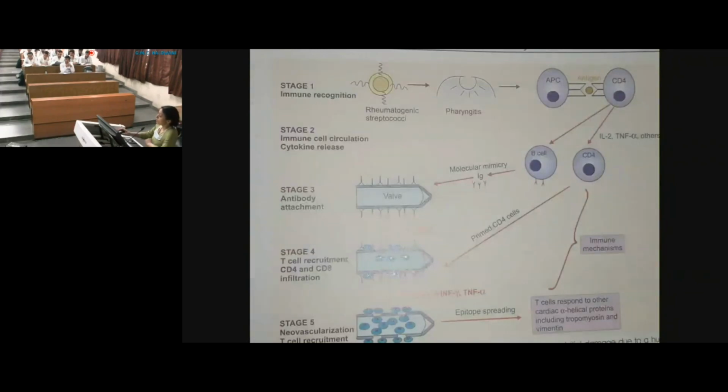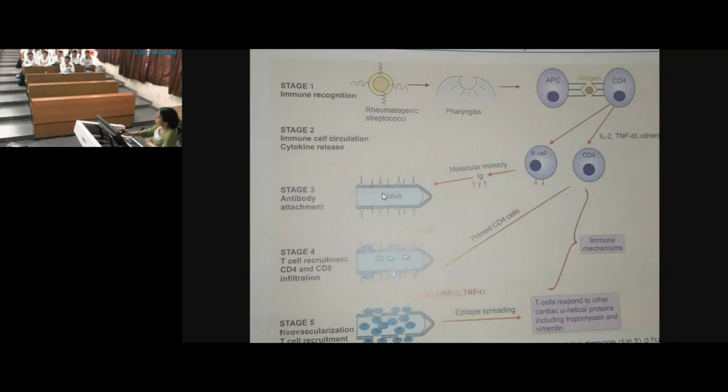So this is the streptococcus. It has M proteins on the surface. It causes pharyngitis, and it stimulates the CD4 cells and causes formation of interleukin-2 and TNF, tumor necrosis factor alpha, and stimulates the B cells to form antibodies, and the CD4 cells also get stimulated. Then these immune cells circulate and the cytokines are released, right? Now after this, these antibodies attach to the valves, and it is said that the initial damage to the valve is because of the antibodies.